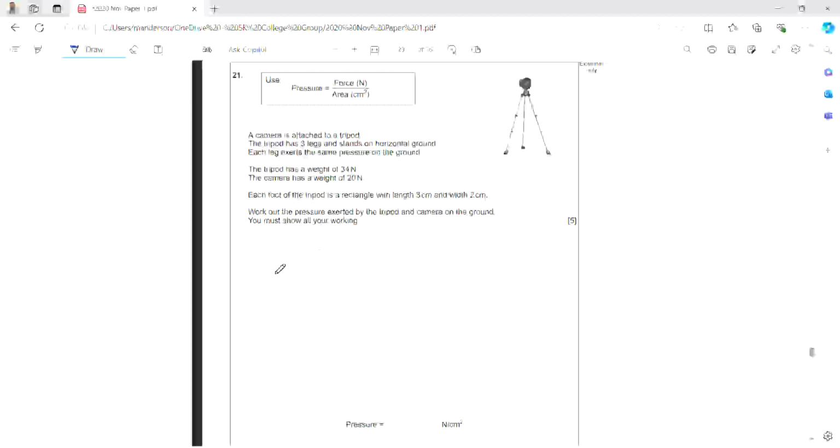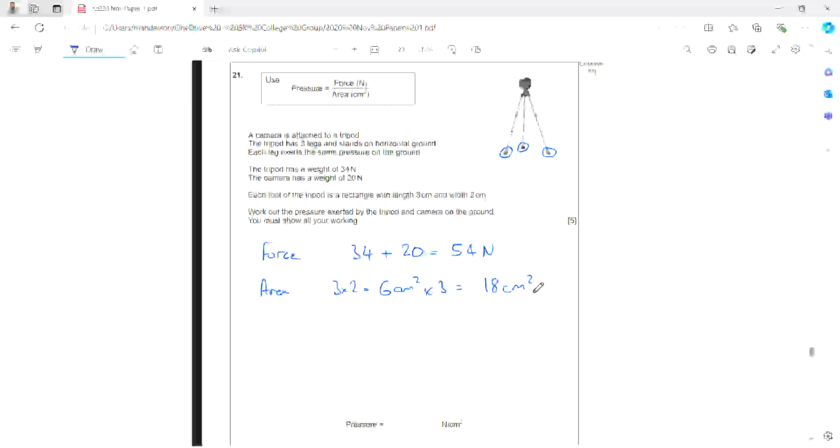So the first thing we're going to look at is the force. And the force is the weight of my tripod, which is 34, plus the weight of my camera, which is 20. So that is 54 newtons. We're then going to look at our area. Okay, and we have our area is a rectangle, which is 3 by 2, which is 6 centimeters squared. But there are 3 feet, 1, 2, 3. So I need to times that by 3, which gives me 18 centimeters squared.